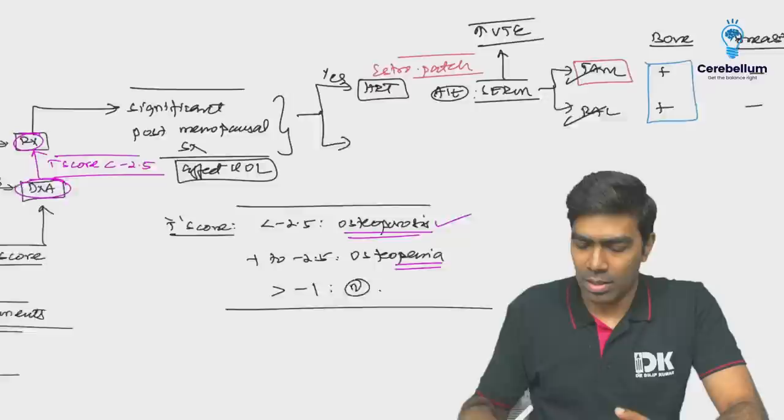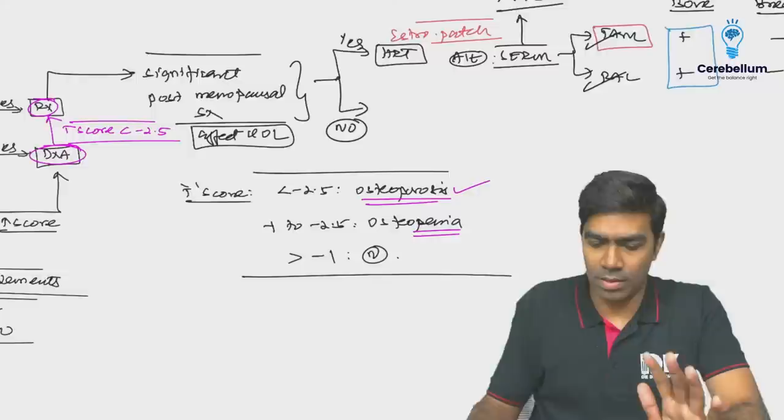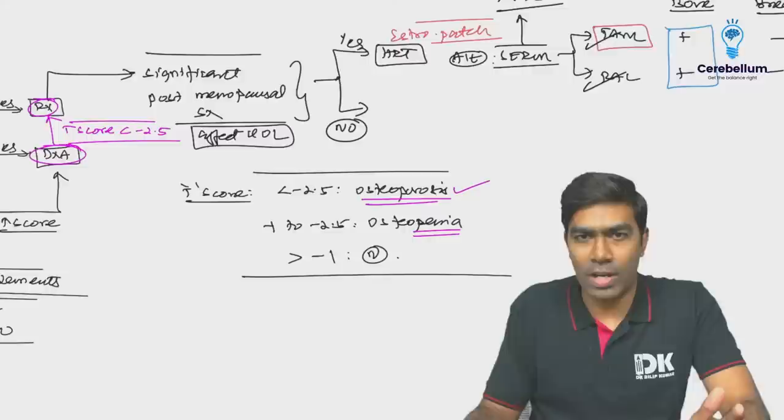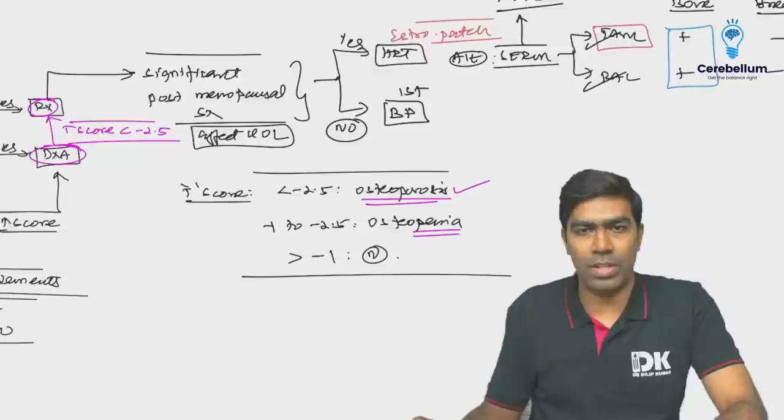So if the answer is no, if the patient is not having significant postmenopausal symptoms, then what will you do? That's not affecting the quality of life. Okay, if it's not affecting the quality of life, then the right answer will be bisphosphonates. This is the first choice. You have to use bisphosphonates first. What are the second and third choices?